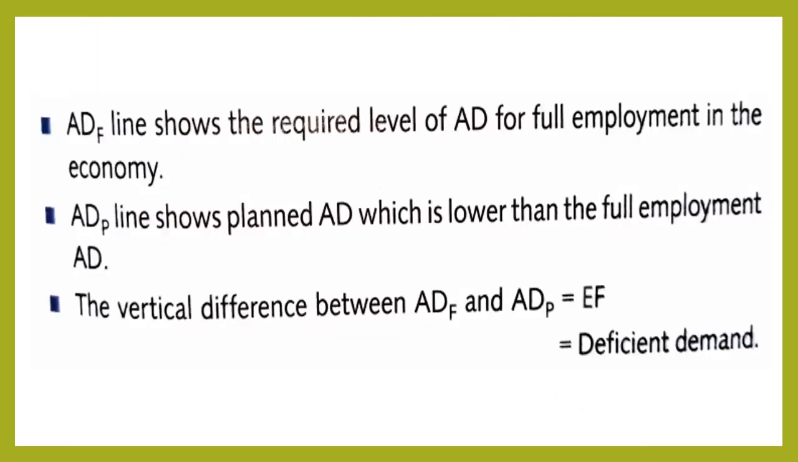So we observe that the ADF line shows the required level of AD for full employment. This line shows that we require this much AD so that there is full employment in the economy. And the ADP line shows planned AD, which is lower than full employment. So the vertical difference between ADF and ADP is EF, which is deficient demand.